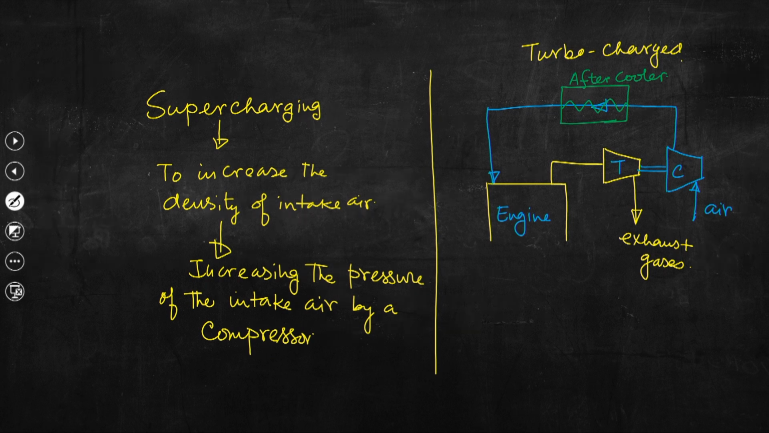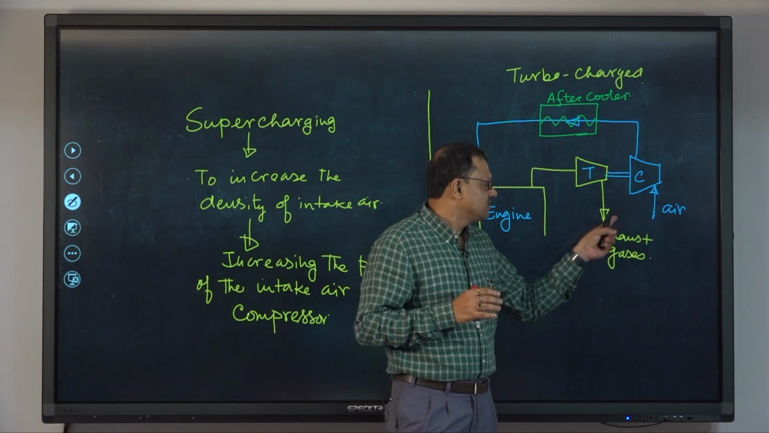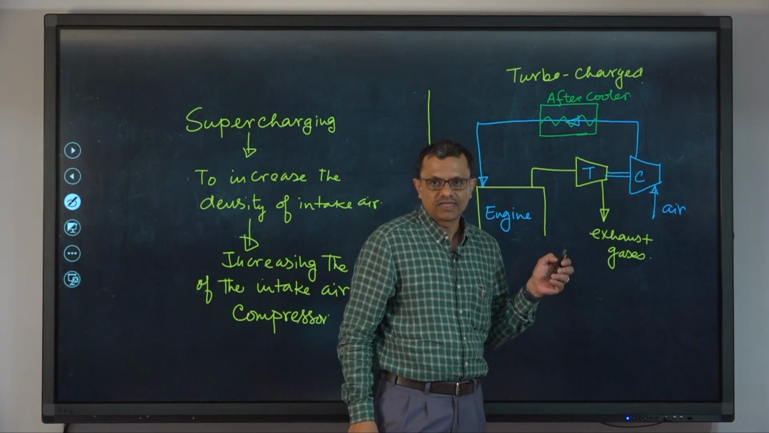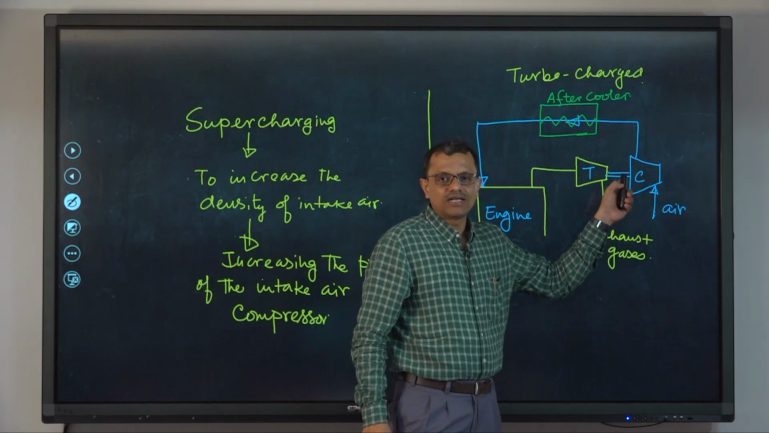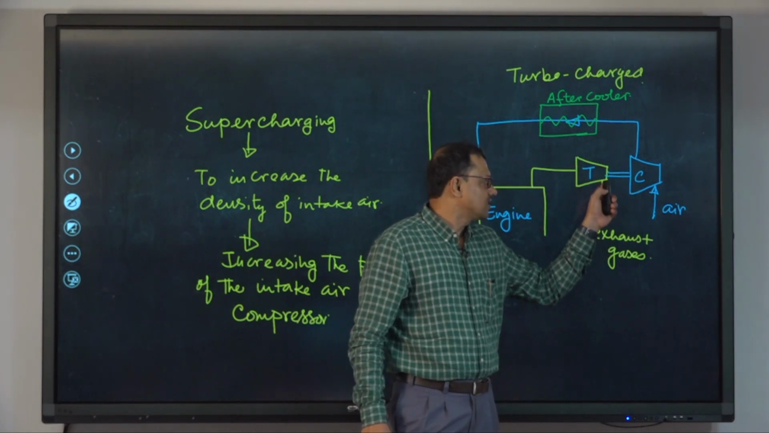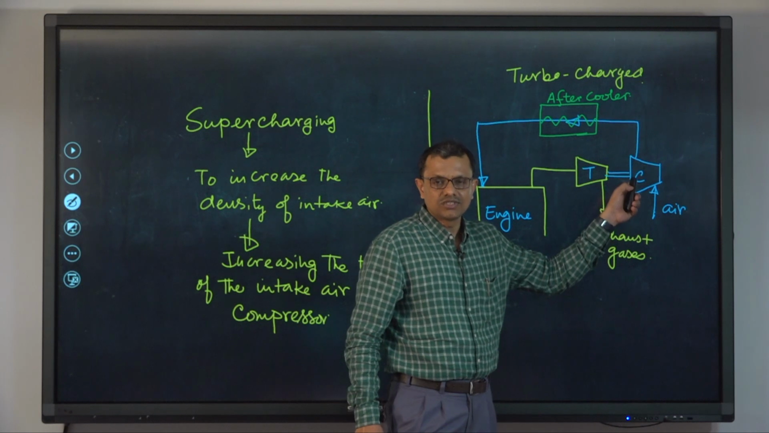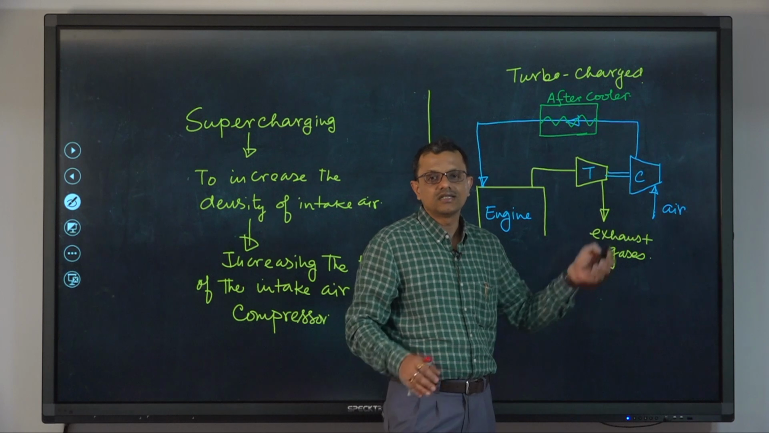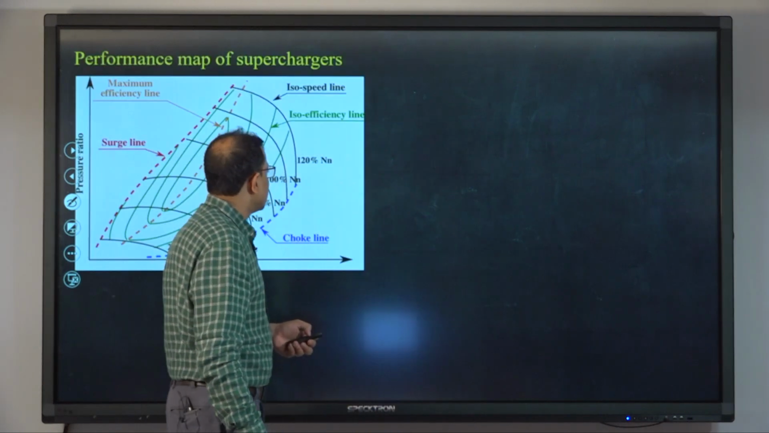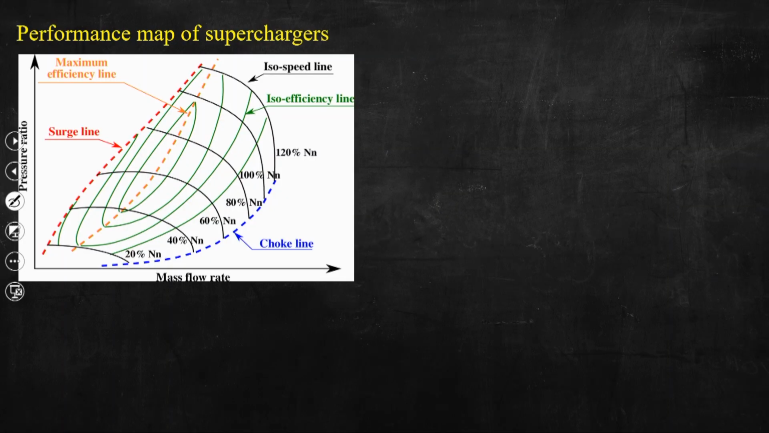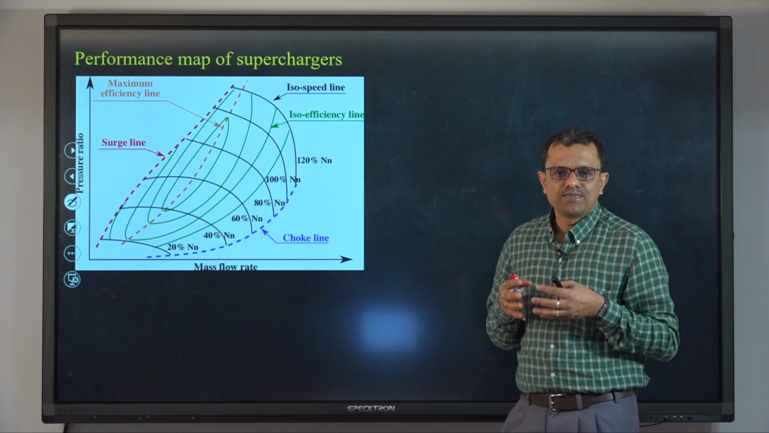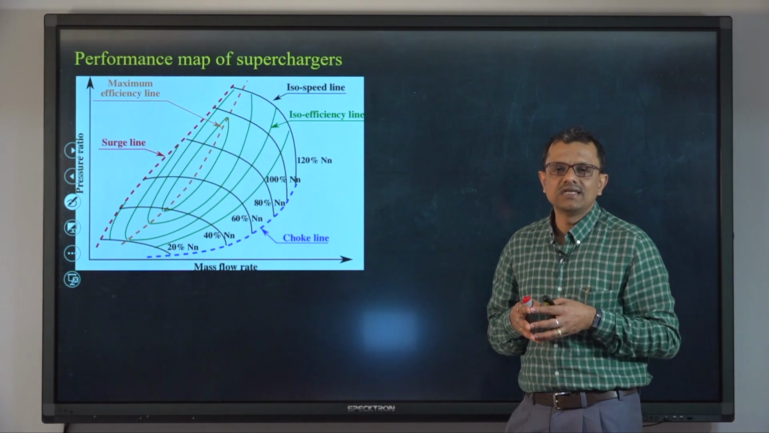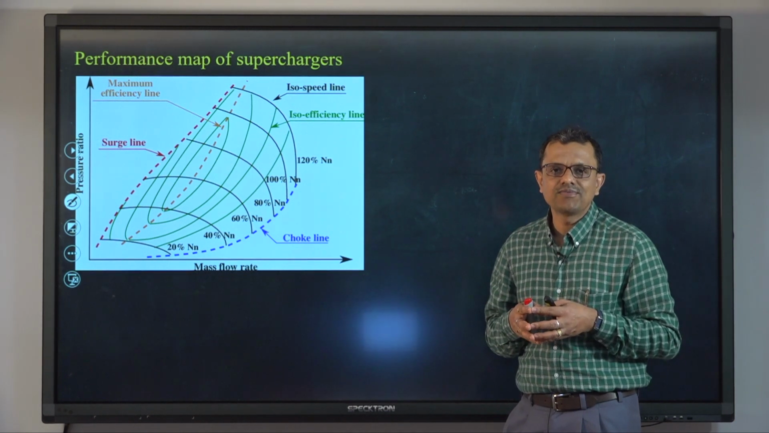Okay. So, this is the turbocharged. Essentially we are talking about the performance map of the superchargers, meaning the performance map of the compressor itself, because we need to know about this particular device. That means we need to supply a certain amount of energy to run this unit, that is, this compressor. At the cost of that input energy, what is the rise in pressure of the intake air? That is important to know. So, if we look at this map, this map is essentially the performance map of the superchargers. As I told you before, the performance map of superchargers is nothing but the performance map of compressors.